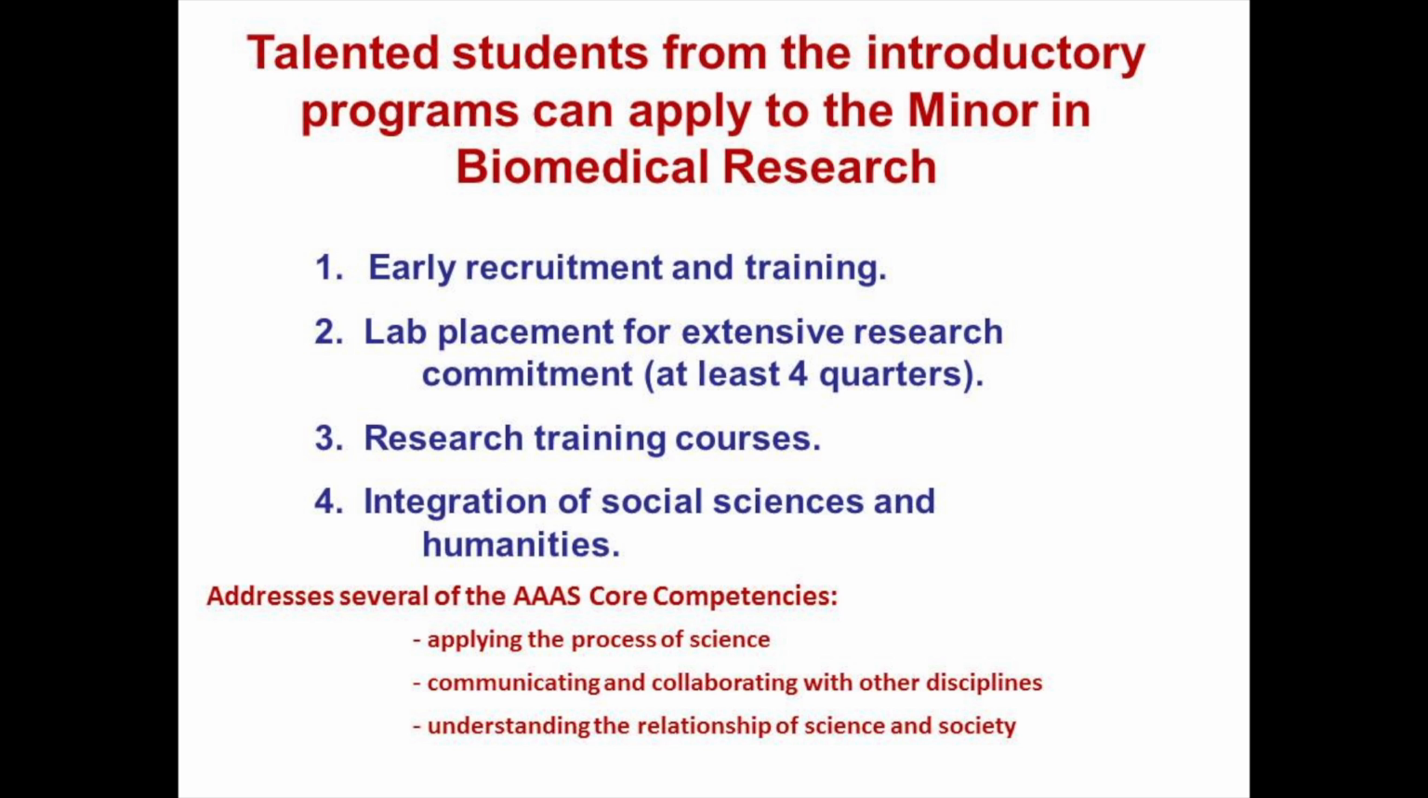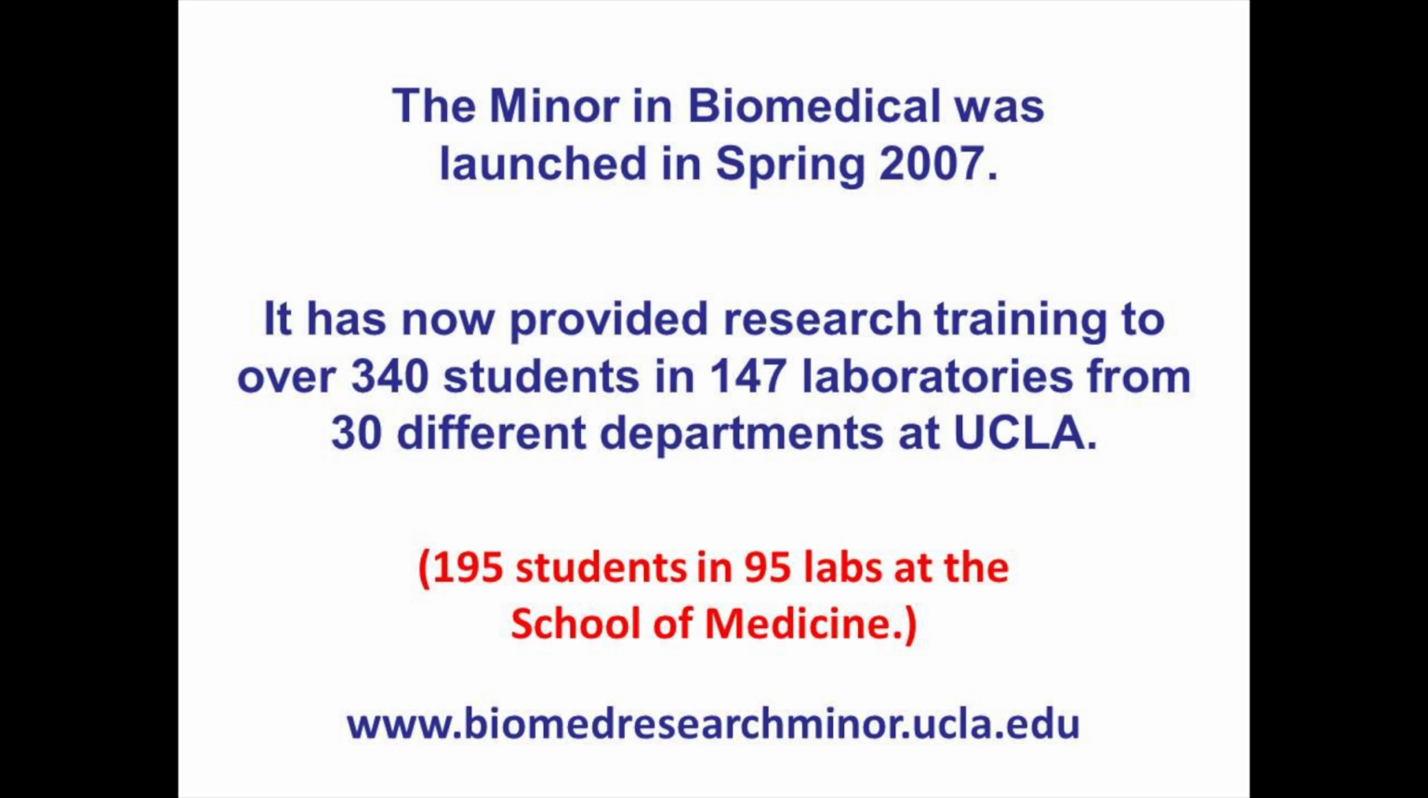They get research training courses, and they get some courses in the social sciences, either a history or philosophy of science or a bioethics class, which they have to take in order to fulfill the minor. And then at the end, they have to write a thesis. Now, the minor was launched in 2007. It's provided research training to 340 students in 147 laboratories at UCLA from 30 different departments.